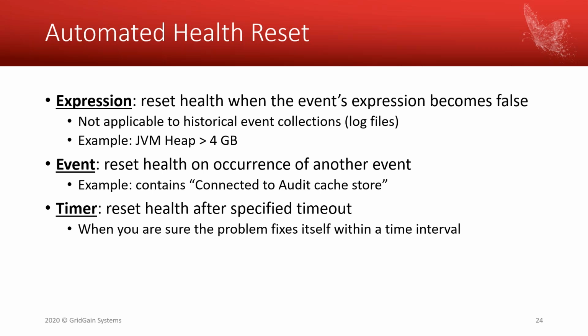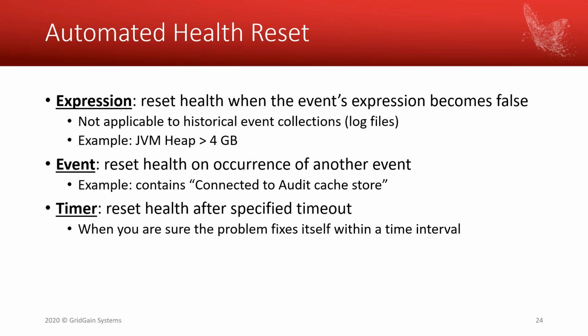We can reset health state on another event. So for example, we have some cache store in Ignite, and that cache store went down. We detected that, and we generated an event that audit cache store is not available. But it is important for you, as a developer, to actually automatically recover from this. So it would be great if you somewhere in a loop, in a cycle, keep trying to connect to the cache store. And if that connection eventually succeeds, you generate another event. In this case, you will specify that some event state, health state, is reset by another event, and it will automatically recover.